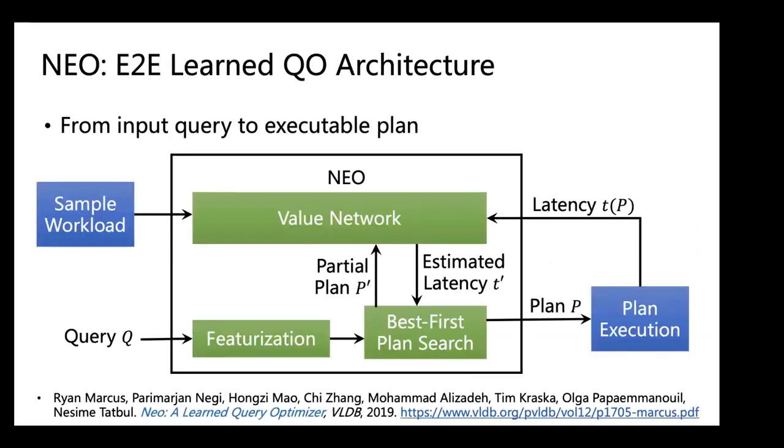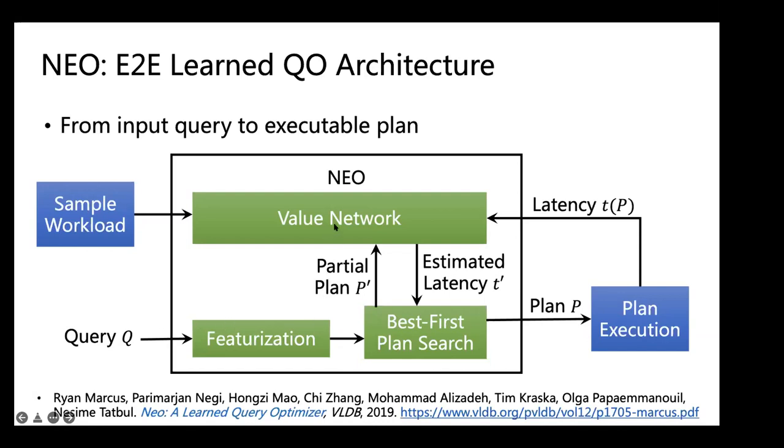The architecture of Neo is like this: all the parts are learned by models. For a query Q, we first do featurization. We encode this query, and then we use a best-first plan search. That is, the best-first plan search replaces the join order search. The search tries each partial plan P prime, where P prime is a partial plan for query Q.